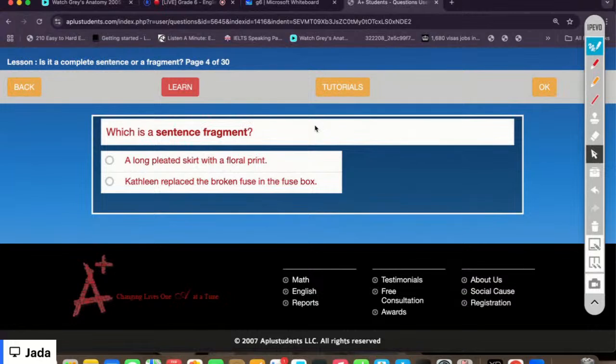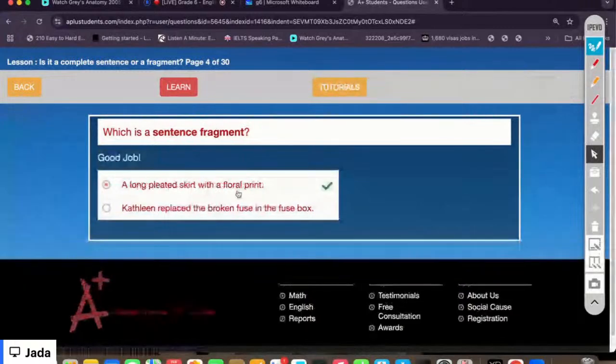So it has to be the first one because we don't know what happened to the skirt, but we can see that Kathleen replaced the broken fuse in the fuse box. So this second one is a complete sentence, except the first. So we'll click on the first.